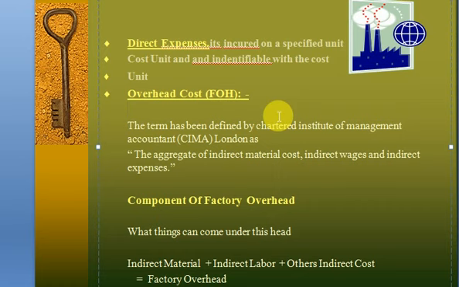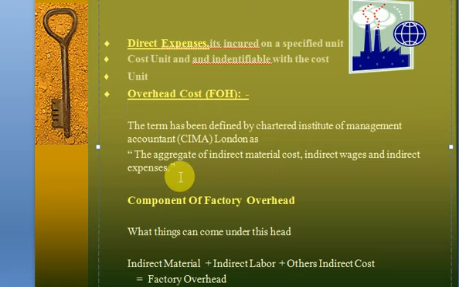Like indirect material cost plus indirect labor cost plus indirect expenses. So the combination of all these three indirect heads is called overhead. What the CIMA, Chartered Institute of Management Accountants, define as overhead cost is the aggregate of indirect material cost, indirect wages, which means indirect labor, and indirect expenses.